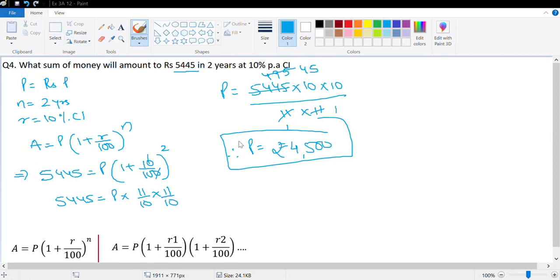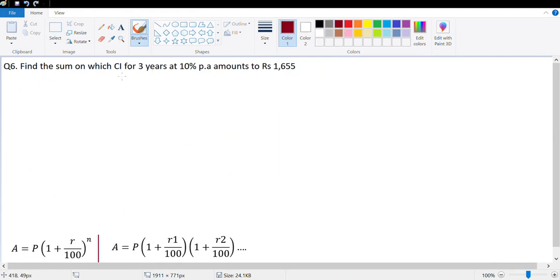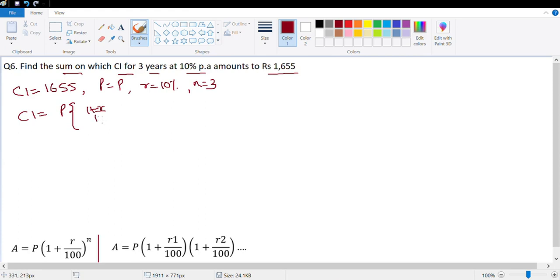Next one. The next homework question was question number 6. Find the sum on which compound interest for 3 years at 10% is 1655. So compound interest is given equal to 1655. P we don't know. R is 10% and N is 3 years. So the compound interest formula we know is compound interest is equal to principal times 1 plus R upon 100 raised to the power N minus 1. Basically, we are multiplying P with 1 plus R upon 100 raised to power N, that's the amount, and P with 1, that basically is from amount we are subtracting principal.